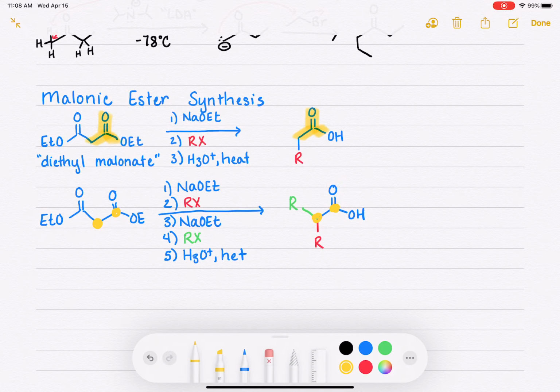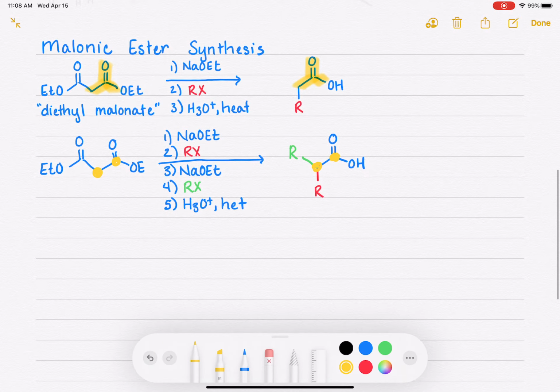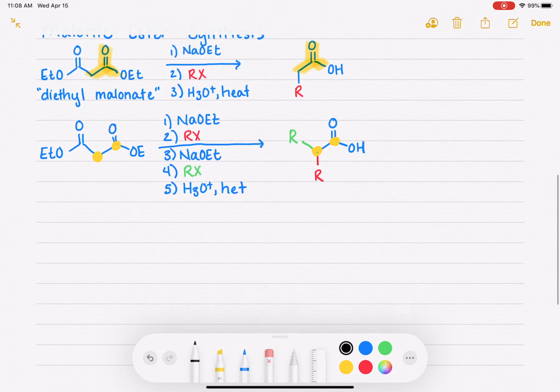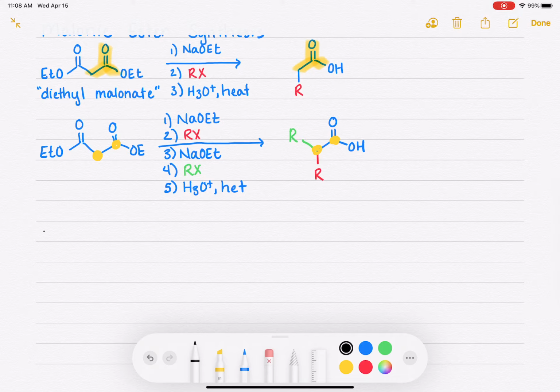So let's look at the mechanism for this reaction. We'll do the 5 steps just so you can see the whole thing drawn out all big. And remember again that we always start with diethyl malonate. There's no other option here for this starting material.